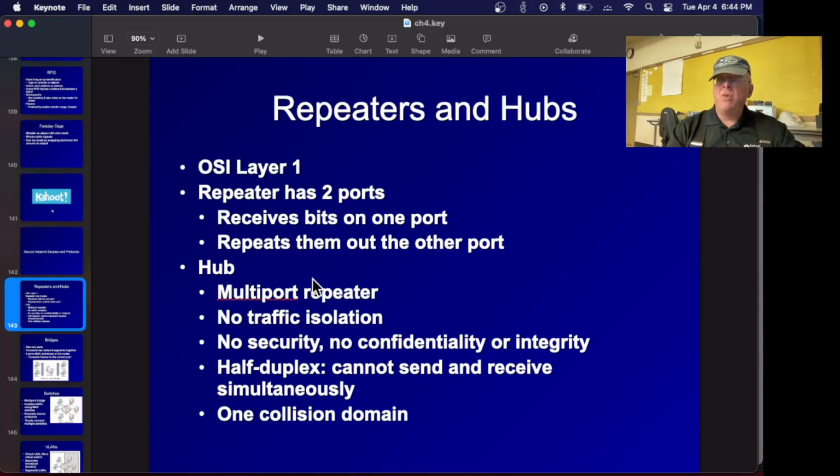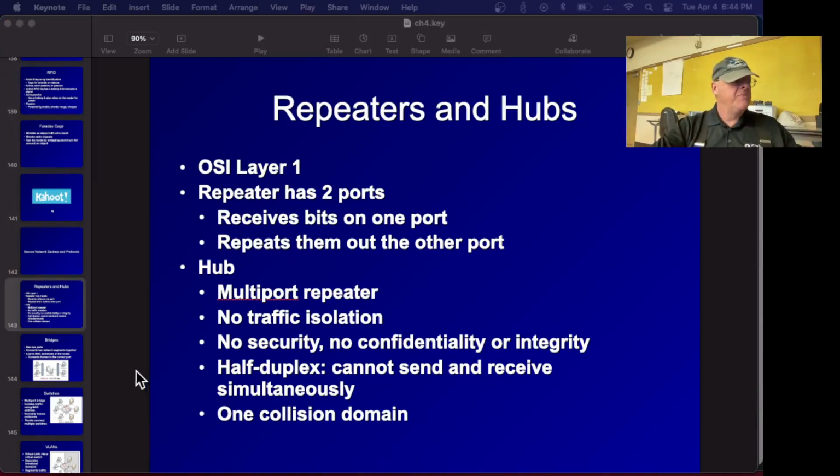So any signal that comes in one port is immediately echoed out all the other ports. It doesn't isolate the traffic. It doesn't have any security. It cannot send and receive simultaneously. It makes your network into one collision domain. All your devices connect to a hub. Only one device can send or receive at any time.